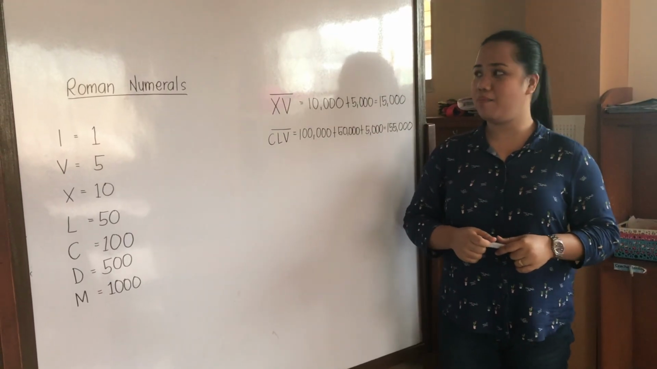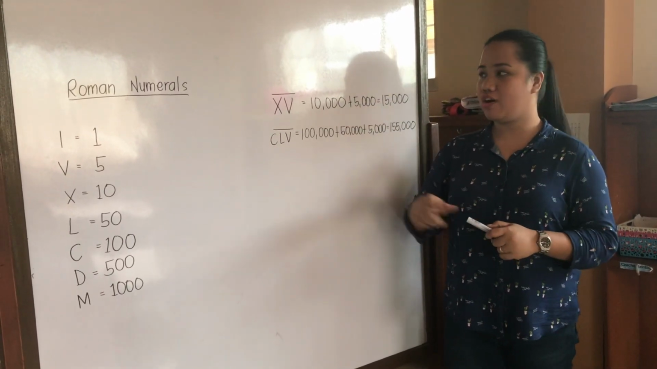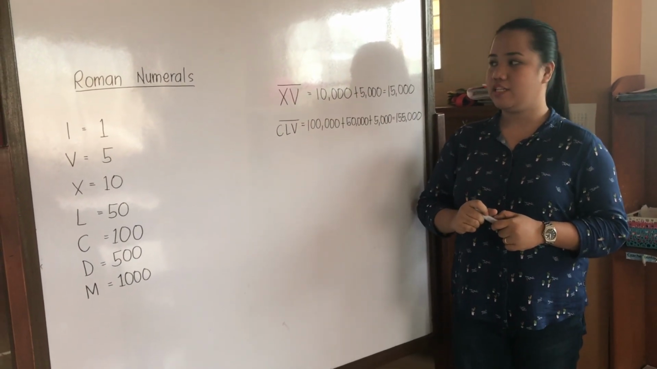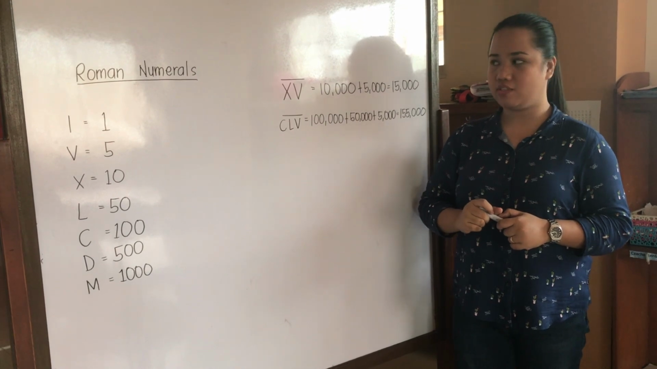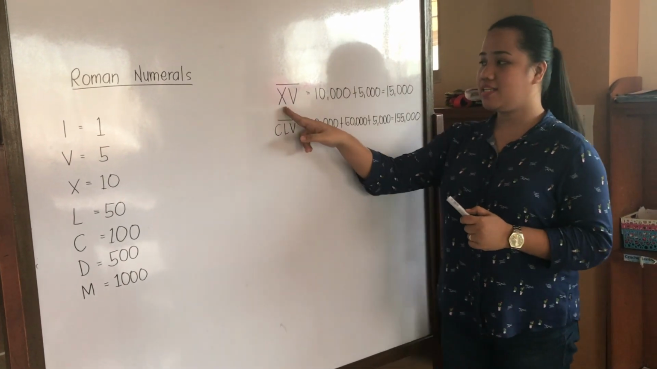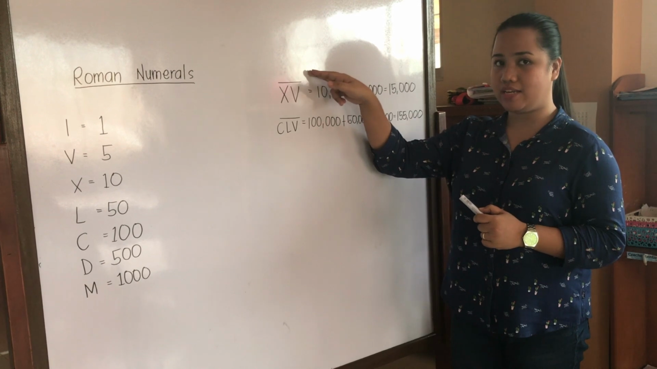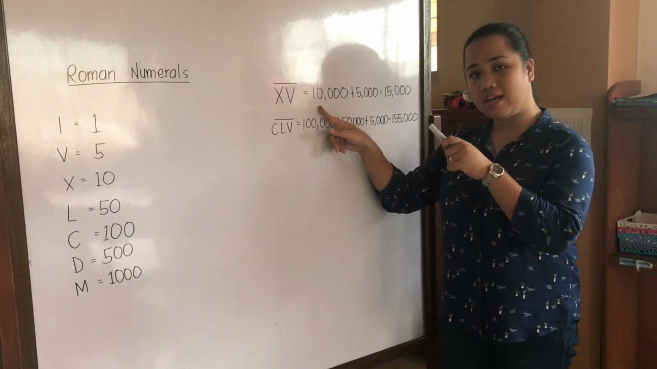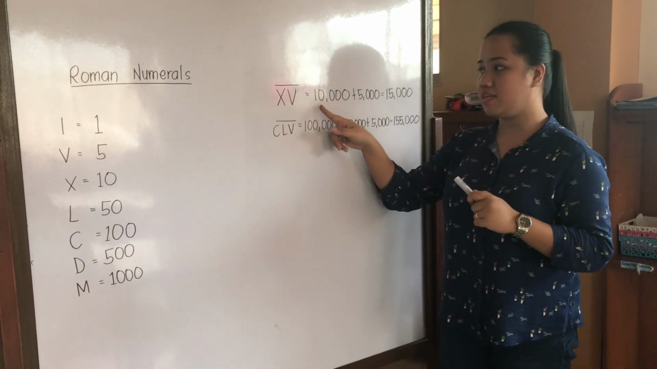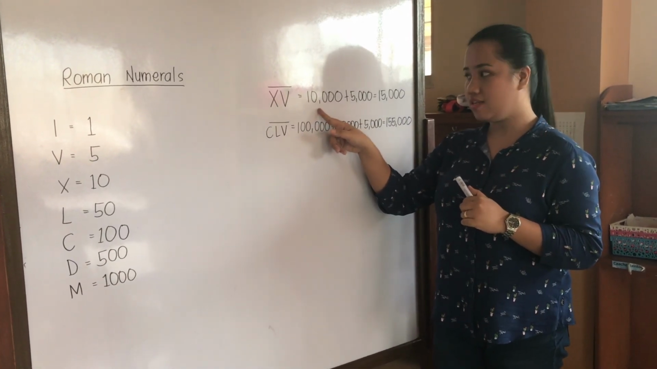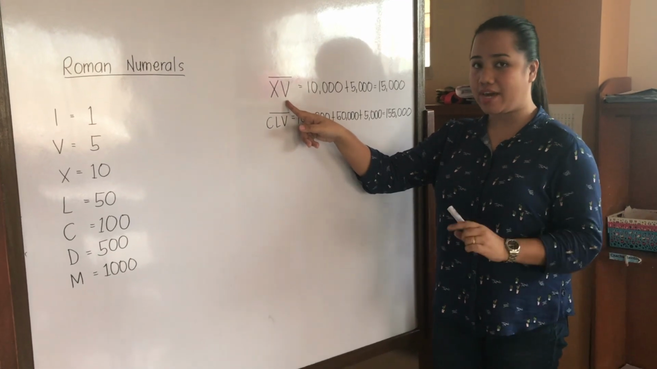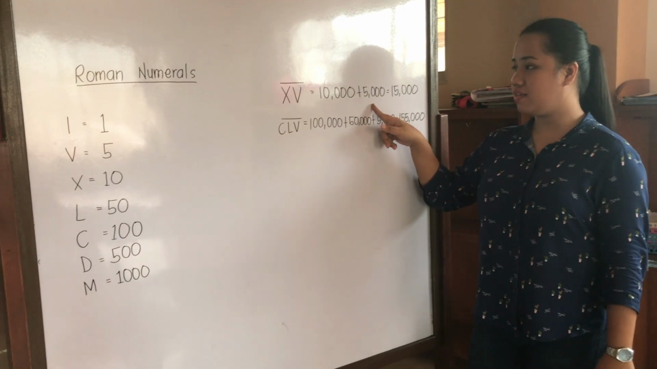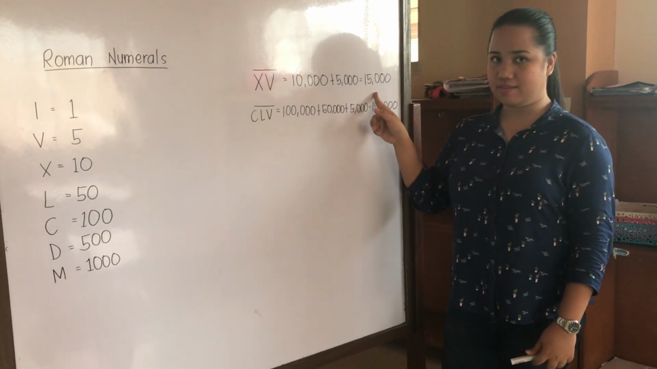Alright, so our rule number 4 is if you put a horizontal line on top of the Roman numeral, it becomes 1000 times. So let's have an example. X, V, and then a horizontal line on top. So X stands for 10. So it becomes 1000 times. So 1000 times 10 is 10,000. And then V stands for 5, becomes 5,000. So 10,000 plus 5,000 equals 15,000.